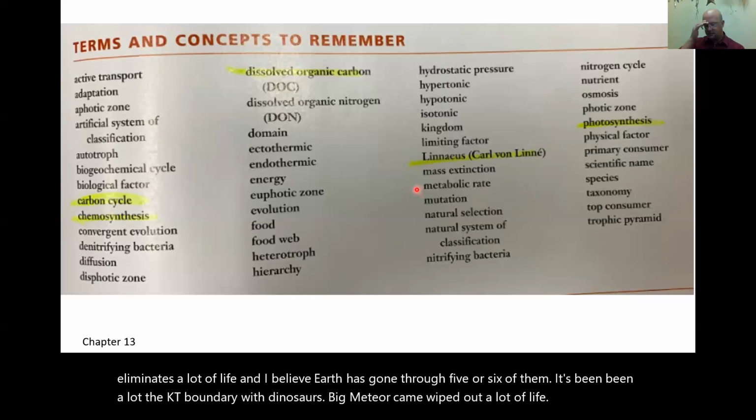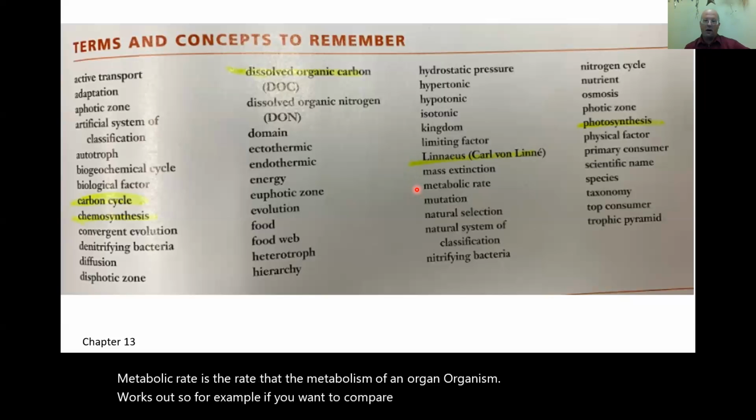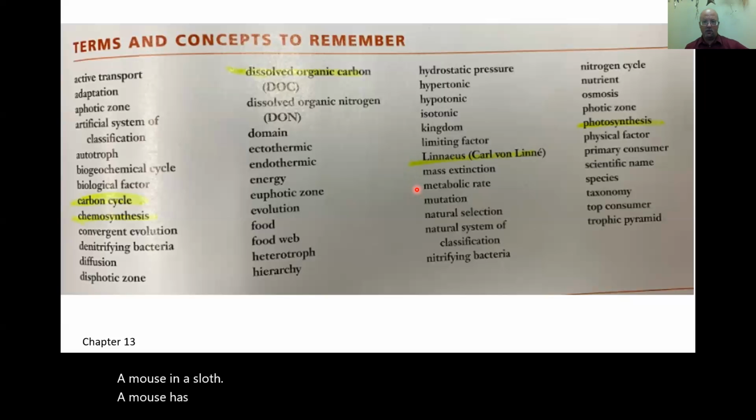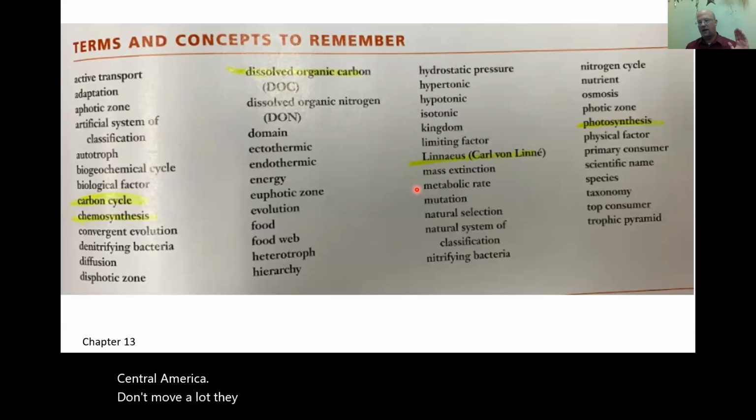Metabolic rate is the rate that the metabolism of an organism works at. So for example, if you want to compare, let's say, a mouse and a sloth. A mouse has a very high metabolic rate. They're very active. They're always running around. They use a lot of energy. They eat a lot of food. A sloth, the ones that hang from the trees in Central America, don't move a lot. They don't use a lot of energy. They have a low metabolic rate. Right?